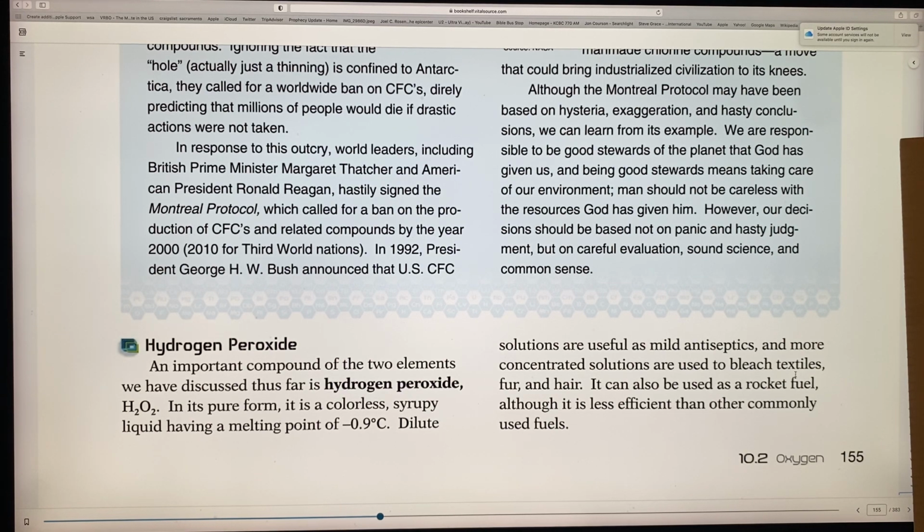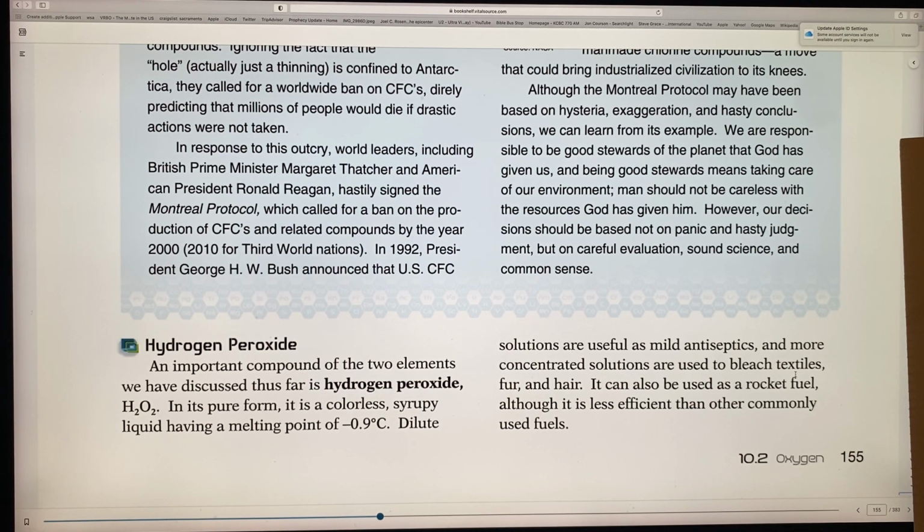Hydrogen peroxide is used as a mild antiseptic. Basically, you can clean out a wound to get rid of bacteria with hydrogen peroxide. It's also used concentrated for bleaches. It bleaches textiles, fur, and hair. It's used for rocket fuel sometimes.